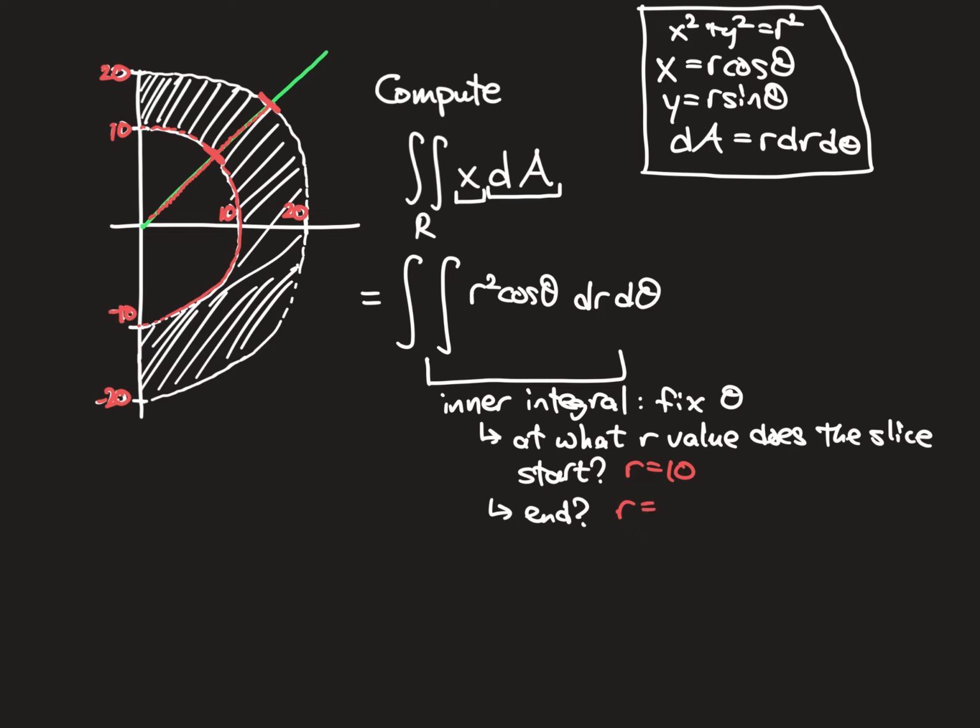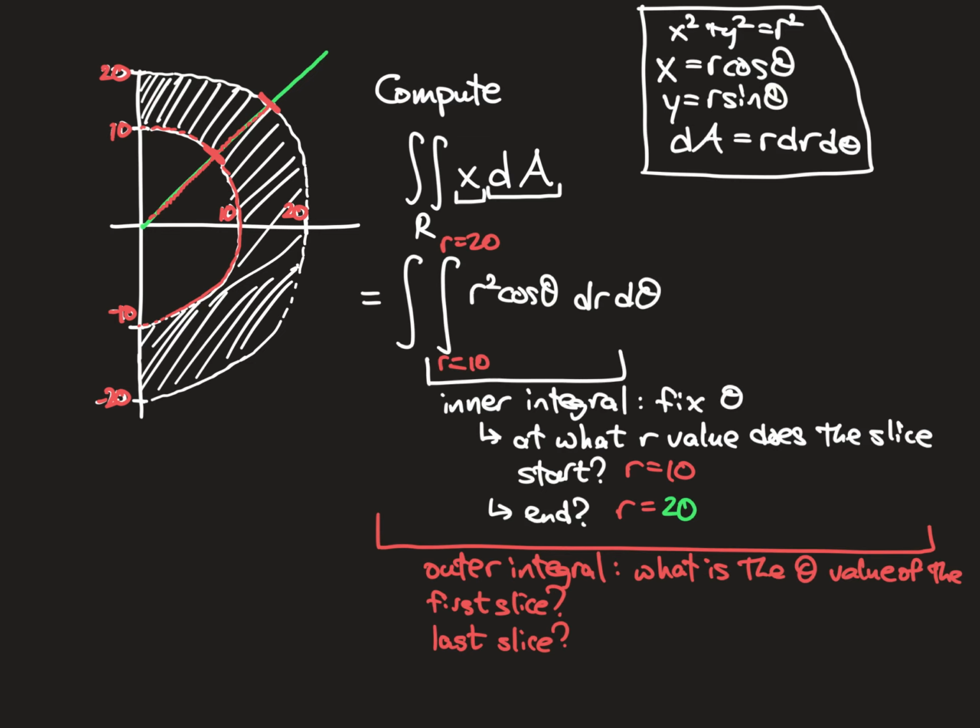And I want to point out that our answer to this question does not depend on where we drew our ray representing our fixed value of theta. Here, the intersection point is with the circle of radius 10, r is equal to 10, and the end of the slice is with the circle r is equal to 20. And you can see that this would be the case no matter which ray emanating outward from the origin that intersects this region we used. The slice would always start at r is equal to 10 and end at r is equal to 20.